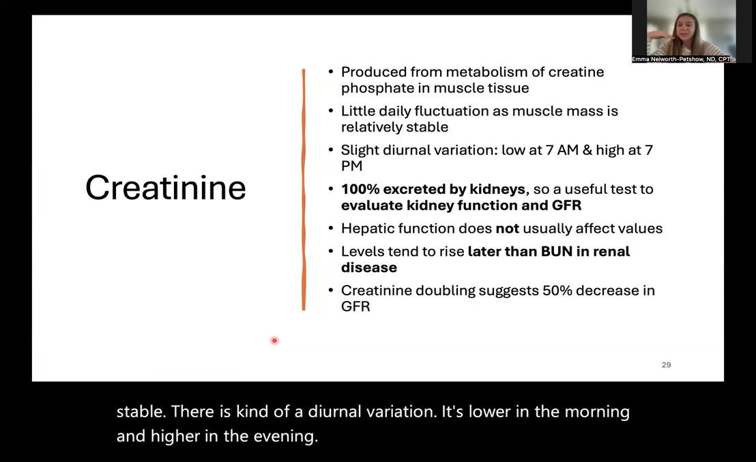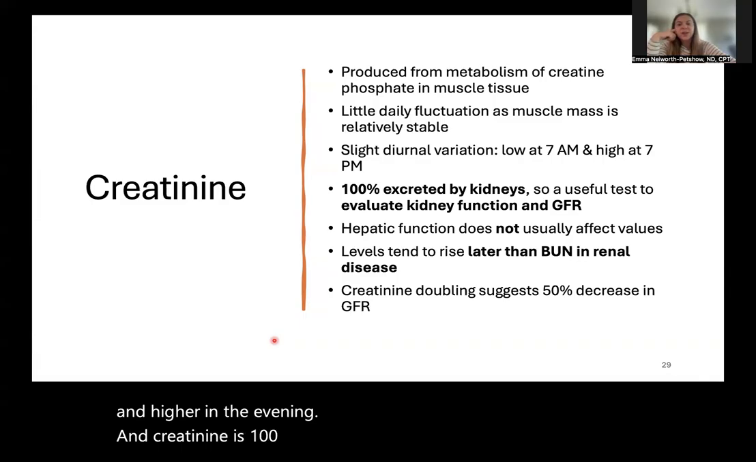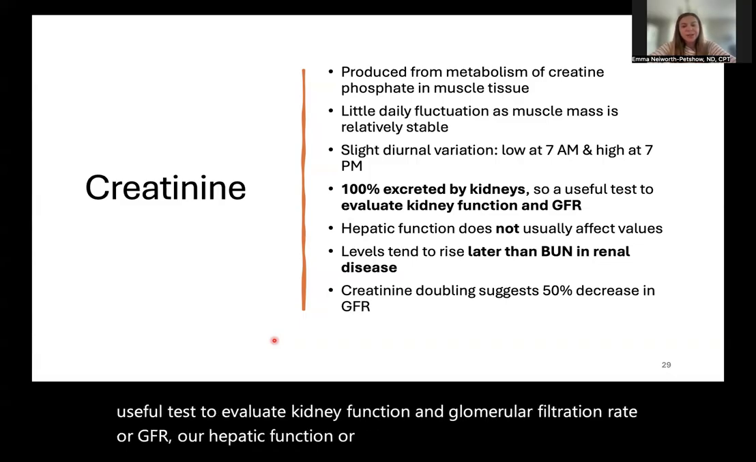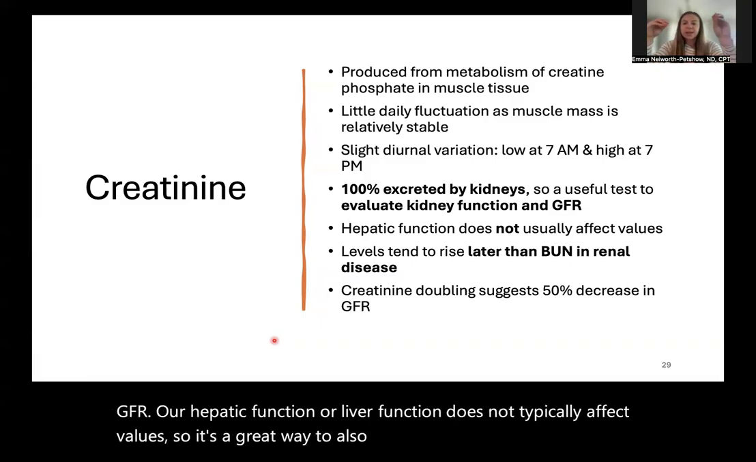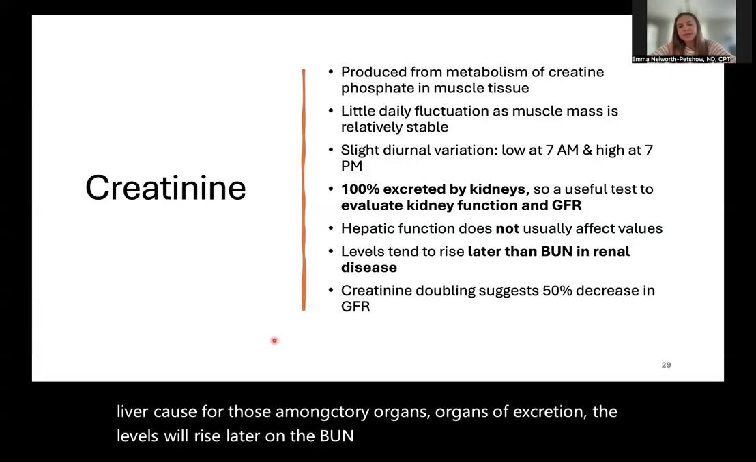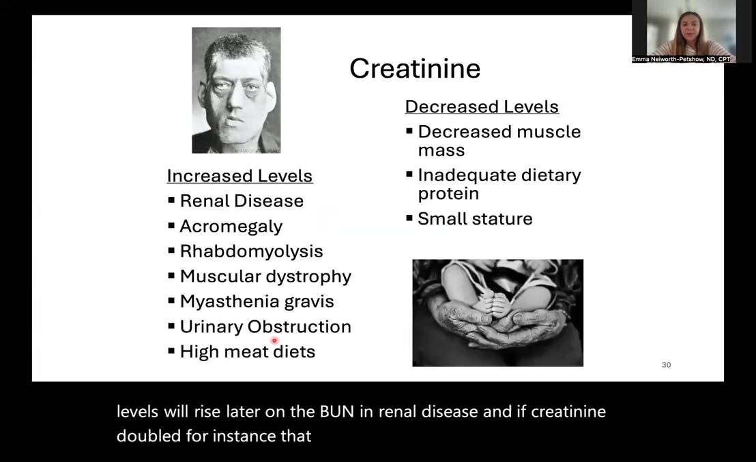And creatinine is 100% excreted in the kidneys. So it's a really useful test to evaluate kidney function and glomerular filtration rate, or GFR. Hepatic function or liver function does not typically affect values. So it's a great way to also separate out kidney versus liver cause for those emunctory organs or organs of excretion. The levels will rise later than BUN in renal disease, and if creatinine doubled, for instance, that suggests a 50% decrease in filtration.